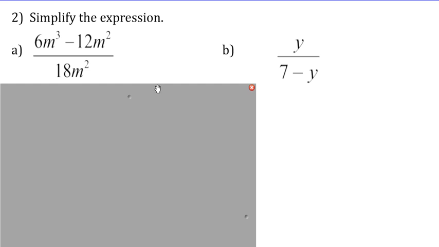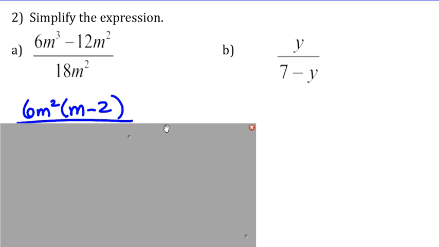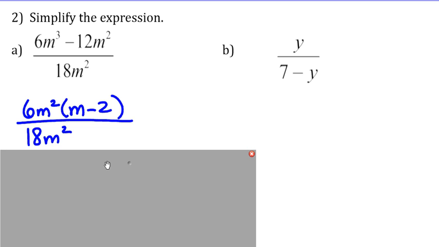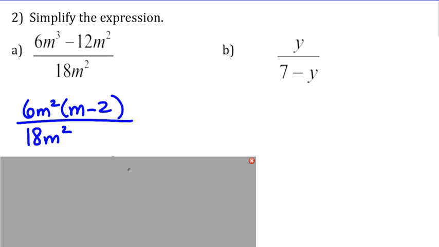And look at the factored form. So I have 6m squared times m minus 2, right? This is maintaining the same value it was before. And that's divided by 18m squared. So we can think about, where does that 18 come from? 18 comes from a 3 and a 6. So it looks like we have some common factors that we could divide out going forward.